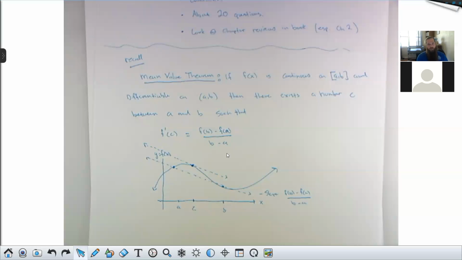All right, the instantaneous rate of change, the slope of this tangent, has to match the average rate of change at least 1 point over that interval. Cool stuff, right?